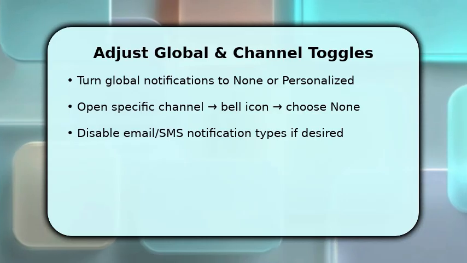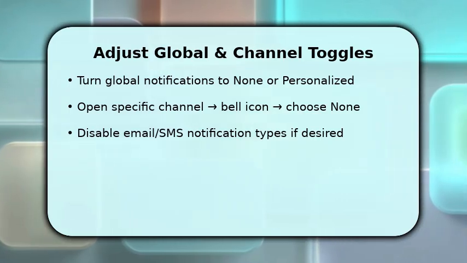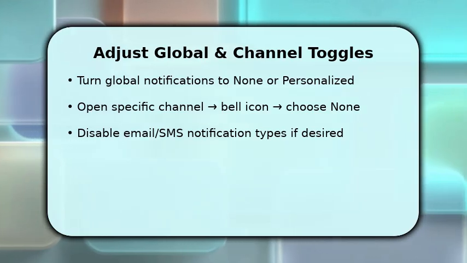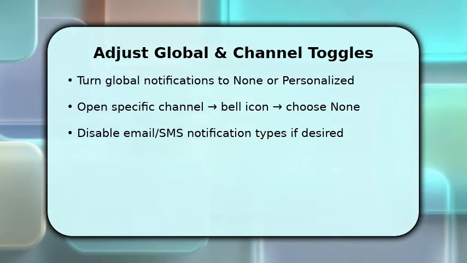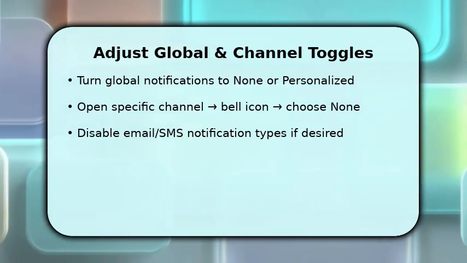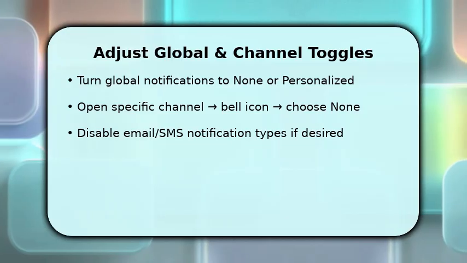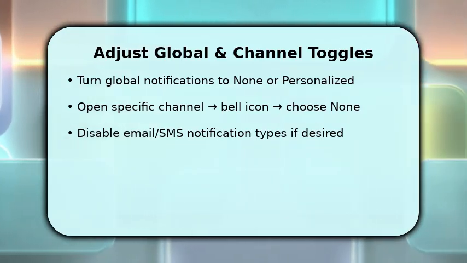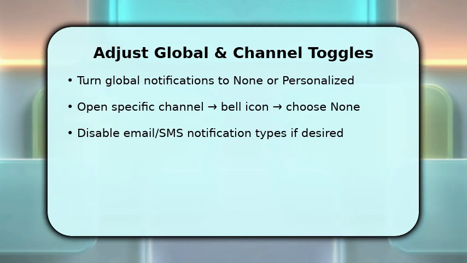After that, go into any channel you subscribe to and tap the bell. Select none to stop push alerts from that channel. Also check email and SMS sections in the same menu and uncheck the types you don't want. These combined actions stop both broad and subscription-level notifications, so work methodically through each channel you follow.